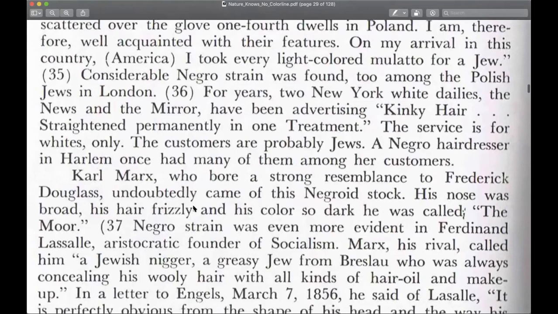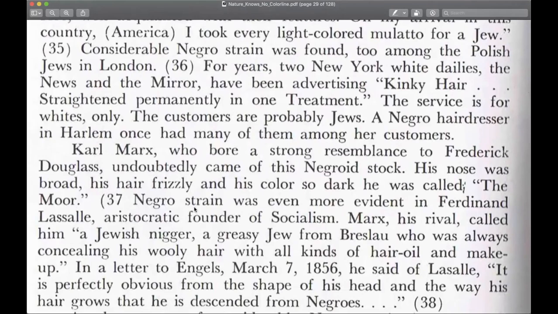Karl Marx, who bore a strong resemblance to Frederick Douglass, undoubtedly came of this Negroid stock, all right? His nose was broad, his hair frizzy, and his color so dark he was called the Moor. Karl Marx was called the Moor. Negro strain was even more evident in Ferdinand Lassalle, aristocratic founder of socialism. Marx, his rival, called him a Jewish nigger, a greasy Jew from Breslau who was always concealing his woolly hair with all kinds of hair oil and makeup.